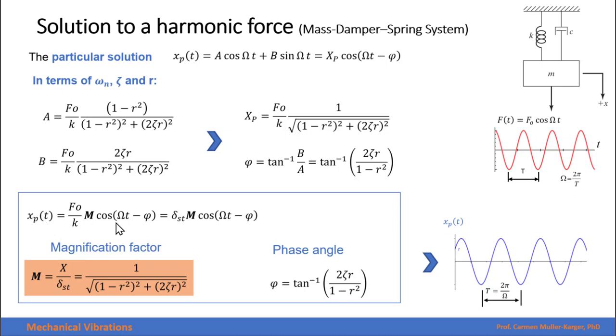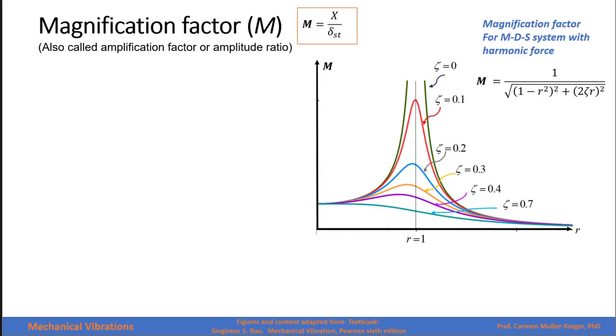And our response will be the static deflection, which is the magnitude of the force divided by the constant of the spring, times the magnification factor, times the cosinusoidal function, which is in terms of the same frequency as the excitation force minus the phase angle. Let's now analyze the graph of the magnification factor. Remember that this is the expression for the magnification factor, and it is the maximum amplitude divided by the static deflection produced by the magnitude of the force.